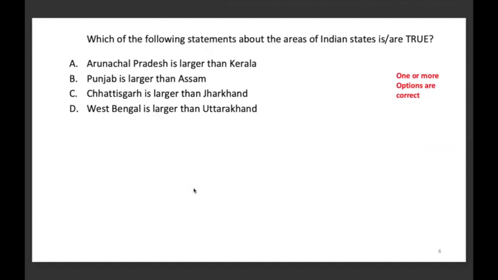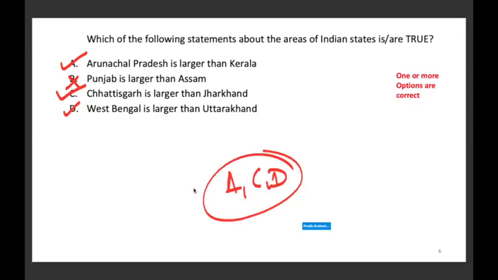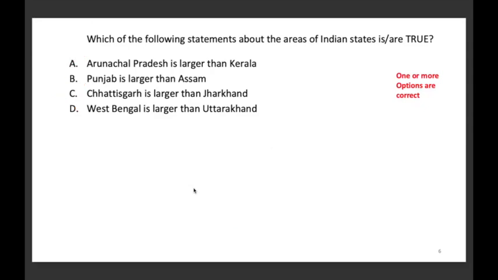Which of the following statements about the areas of Indian states is or are true? First, Arunachal Pradesh is larger than Kerala. This is correct. Punjab is larger than Assam. No. Chhattisgarh is larger than Jharkhand. This is also correct. And West Bengal is larger than Uttarakhand is also correct. So A, C, and D, all three are correct here. Okay. We'll move to the next one.